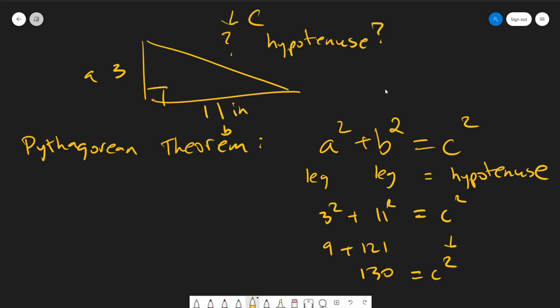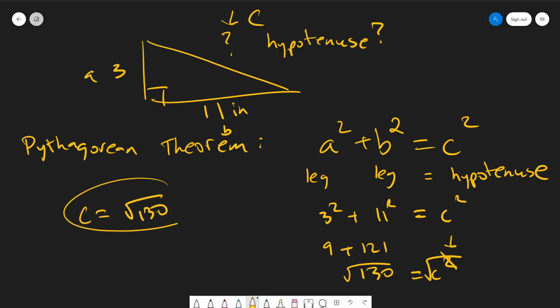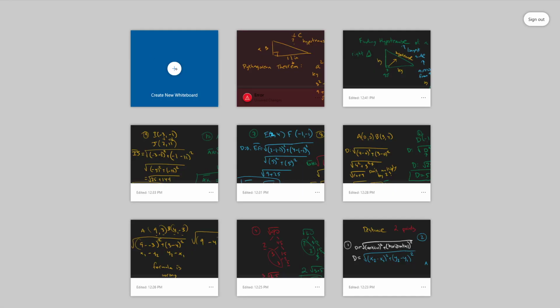And then I want to get c by itself. So how do I get rid of a power of 2? Yep, take a square root. This is how it is similar to distance also, because we're taking those vertical and horizontal components and then taking the square root of them. You can't simplify root 130 anymore, so my hypotenuse here is just the square root of 130. Let's look at a couple more.